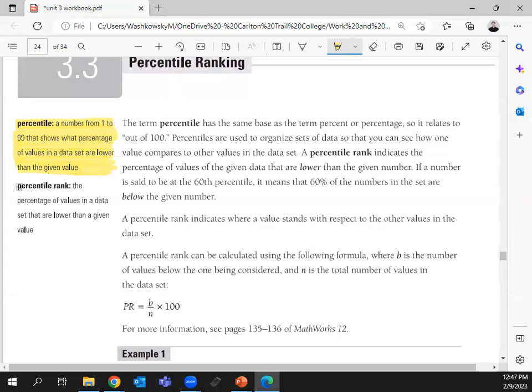Then, of course, there's the percentile rank. That's the percentage of values in a given data set that are lower than the value given. These are essentially the same thing. Again, the math here gives you a really weird definition. Just think about in a room of 100 people, how many are lower? So everything's always based out of 100 here, right? So we use percentiles to organize sets of data so you can see how easily they compare to other values.